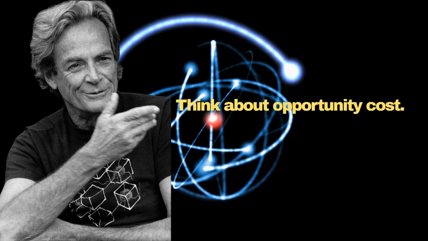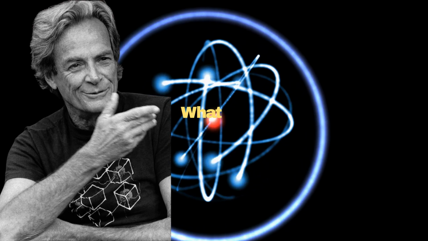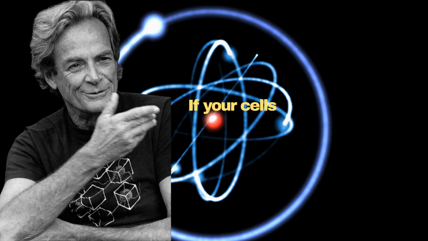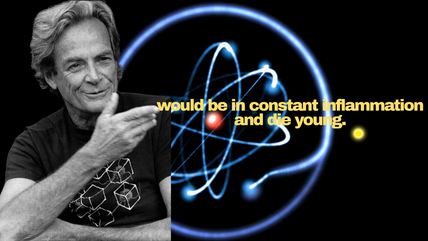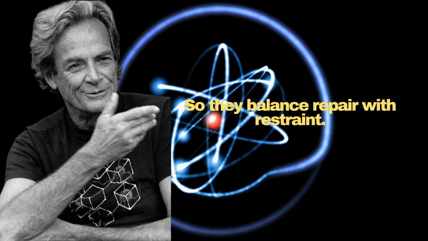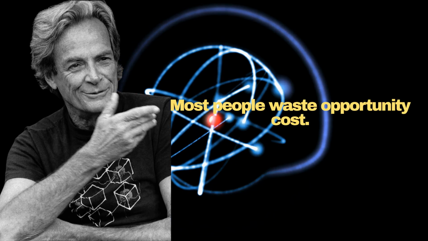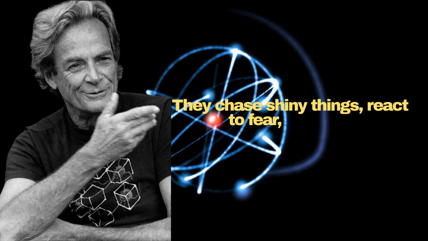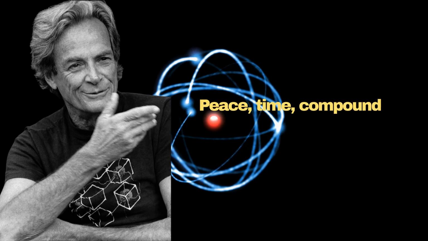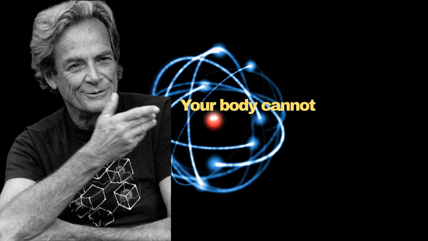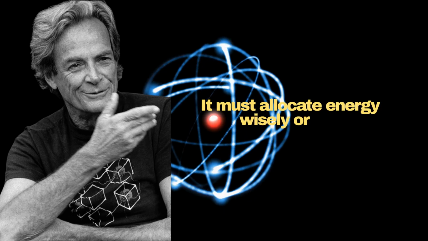Think about opportunity cost, a concept people misunderstand. Every action you take has a hidden price, what you did not do instead. If your cells overreacted to every minor injury, you would be in constant inflammation and die young. So they balance repair with restraint. They choose where to spend energy. In life, most people waste opportunity cost. They chase shiny things, react to fear, or follow crowds without realizing what they are giving up. Peace, time, compound growth, clarity. Your body cannot afford that kind of sloppiness. It must allocate energy wisely or fail.